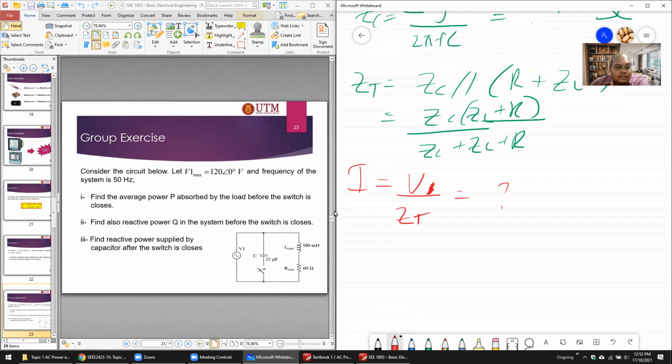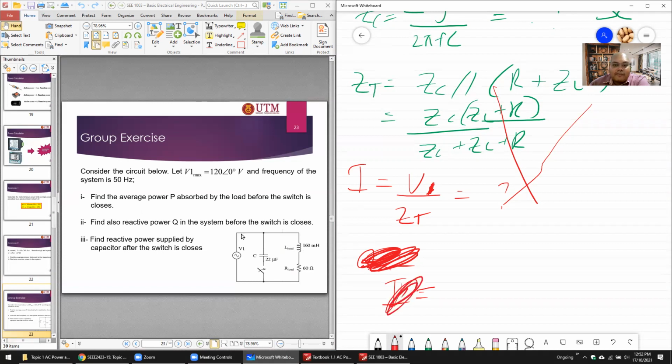And of course, you use the formula Q because it asks you to find the reactive power by the capacitor after the switch is closed. For this case, you actually don't need to do this, because the capacitor is in series. So you have to find I like this if you want to find the total reactive power supplied by the power source.